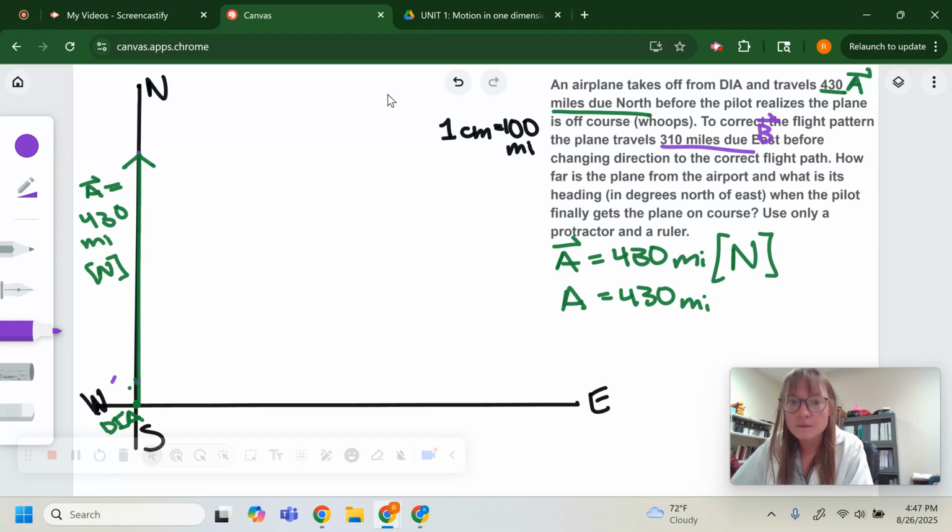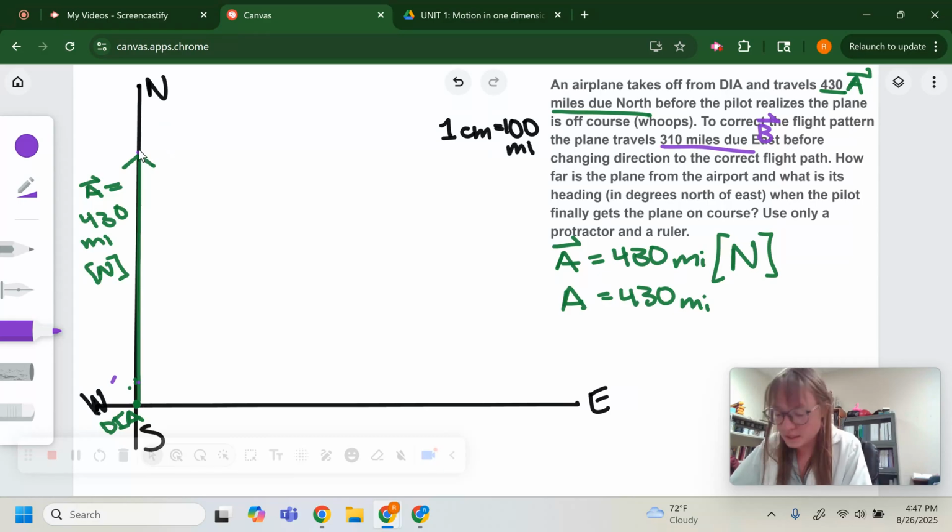Now, the next step is to measure exactly how far you want vector B to go. We'll look at your scale again. You divide by this number and multiply by this number. If vector B is 310 miles, you can divide by 100. That gets you 3.1. Multiply by this number. For me, it's 1, so that gives me 3.1 centimeters. For you, this might be 4. Multiplying by 4 would give you 12.4 centimeters.